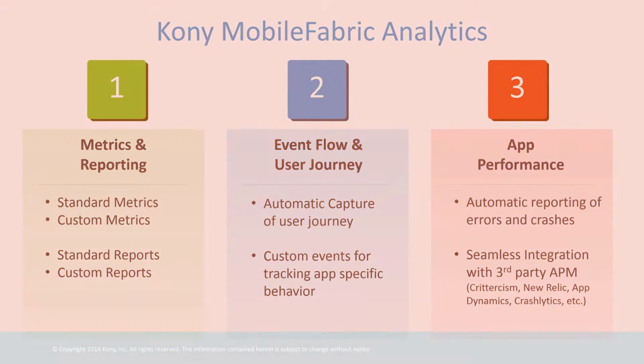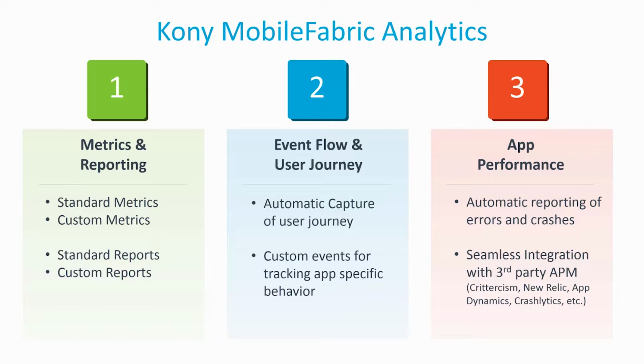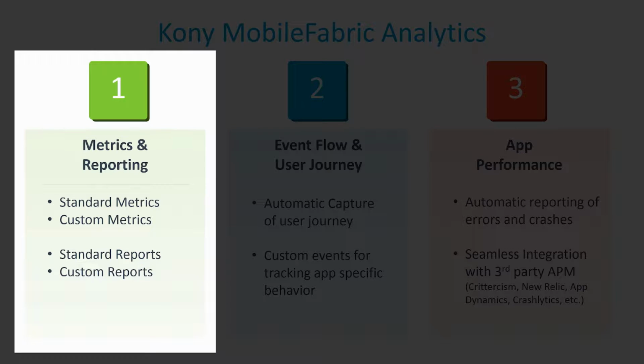The features available using MobileFabric Analytics are categorized into three main groups. Metrics and reporting includes both standard metrics that are automatically captured on both the client and backend to provide numerous out-of-the-box standard reports that give insight into client-side, server-side, user engagement, and business analytics. This category also includes custom metrics features that allow you to elect to send additional data specific to your application and visually build your own custom reports using a combination of standard and custom metrics.